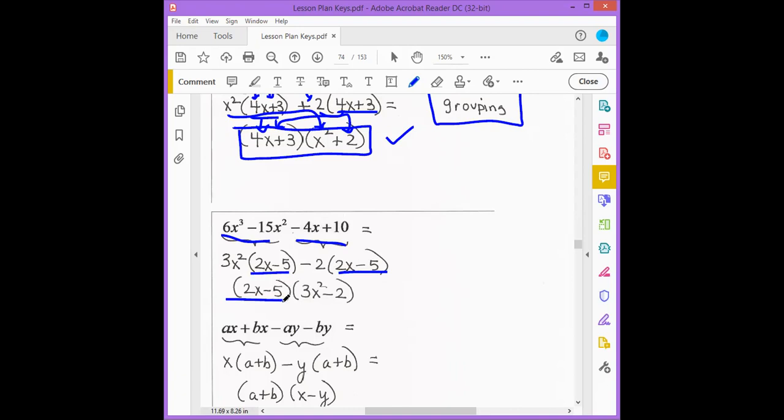So our first factor of the solution, 2x minus 5. And then the second factor, the terms that are outside parentheses, 3x squared minus 2. This is our solution, 2x minus 5 and 3x squared minus 2.